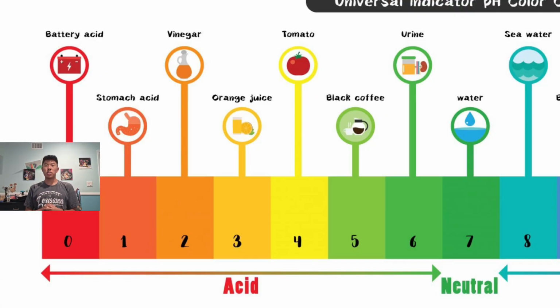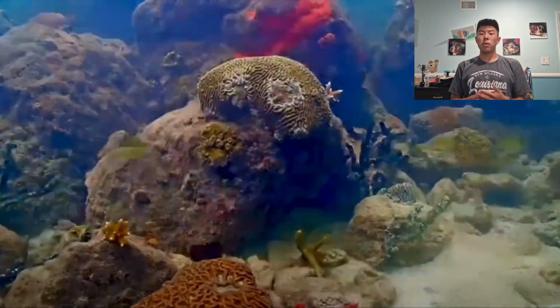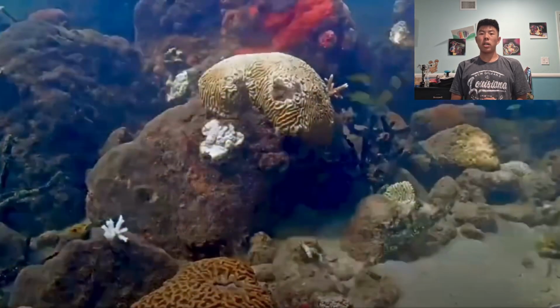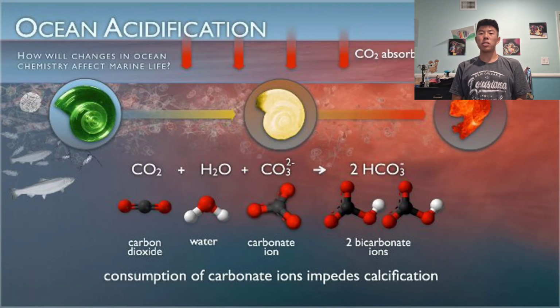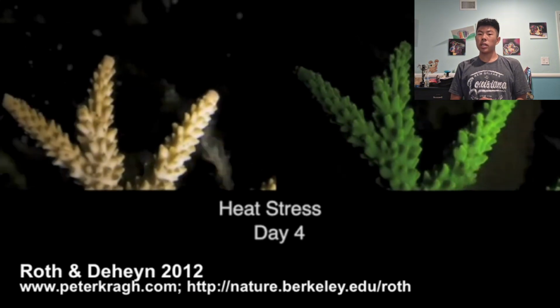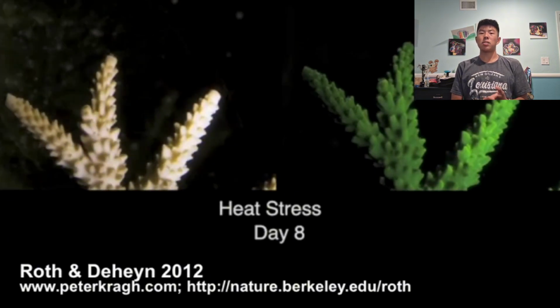Now, what if it's far too acidic? A similar thing will happen where it won't be able to grow its skeletal structure and it'll start weakening, but it's due to the overconsumption rather than underconsumption of calcium bicarbonate. This will weaken it and make it more susceptible to any damage.